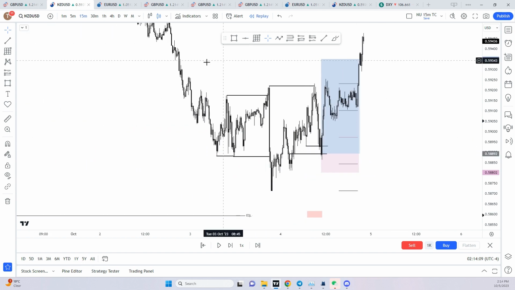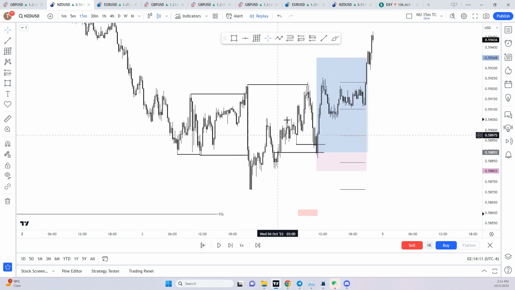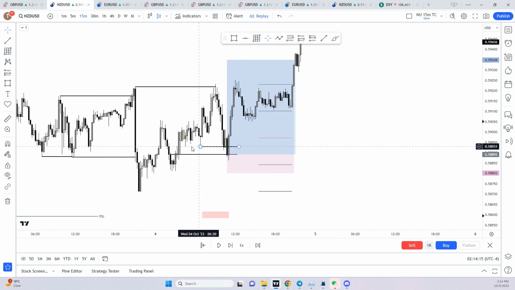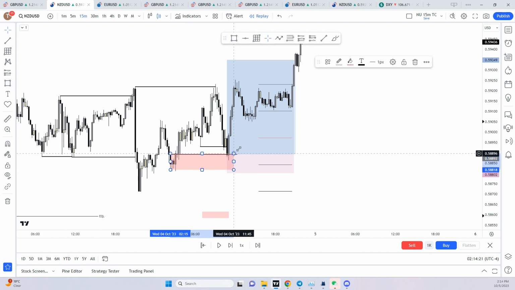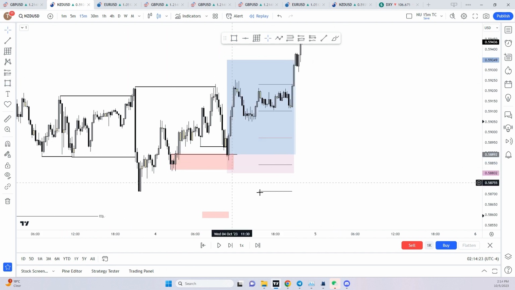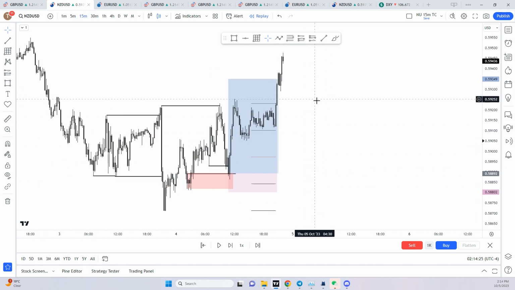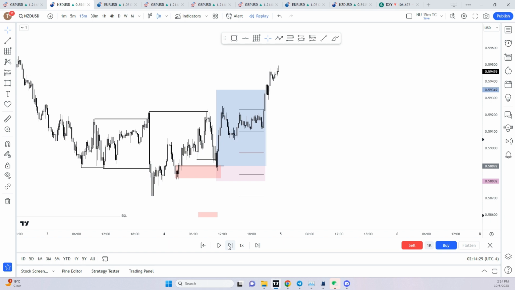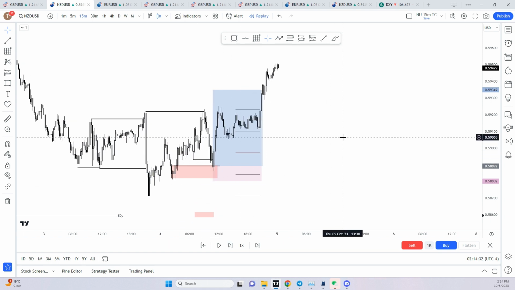So to recap, we had large manipulation. Then we had the high taken out from a discounted price. We had sell side liquidity to take into our entry, which was an order block that was located within the lower 30% of the current swing range. And that is the trade. Set our order, set and forget, and on to the next one.